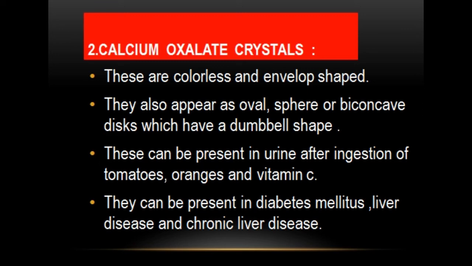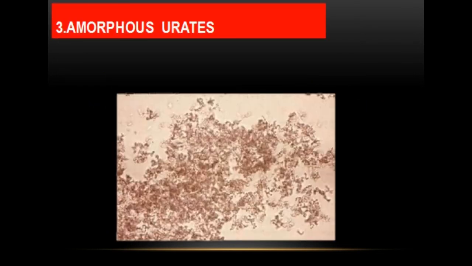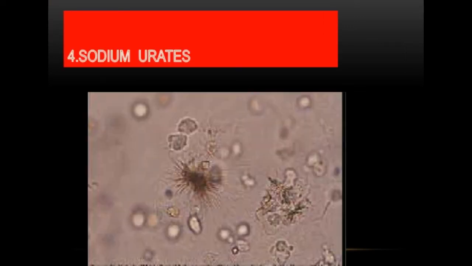A person having diabetes mellitus or liver disease and chronic liver disease also shows the presence of calcium oxalate in their urine. They may also be due to the ingestion of ethylene glycol, and maybe due to a CNS problem or renal failure, this also occurs. These are the calcium oxalate crystals.